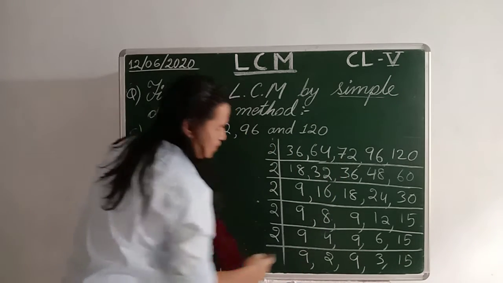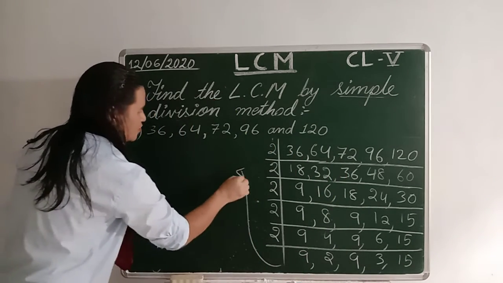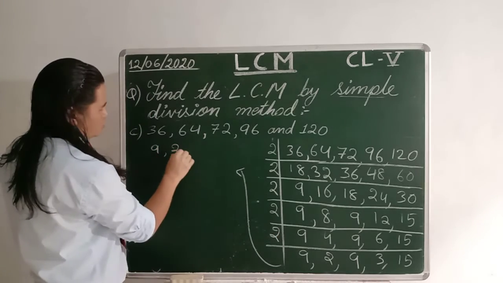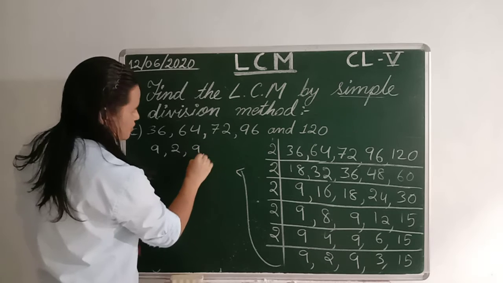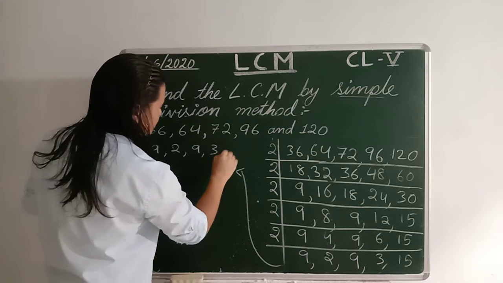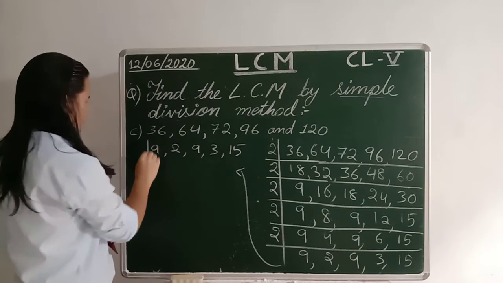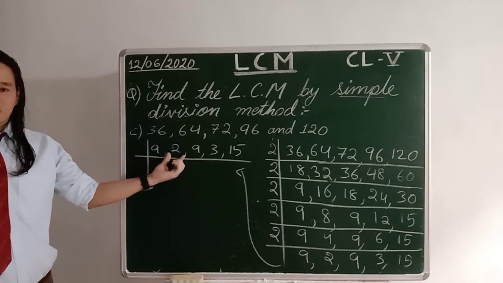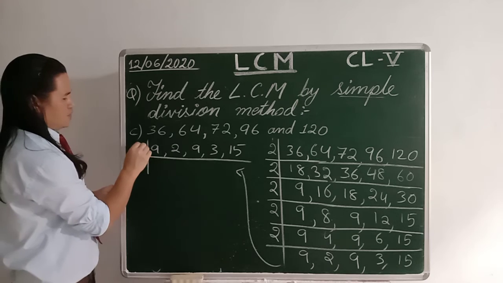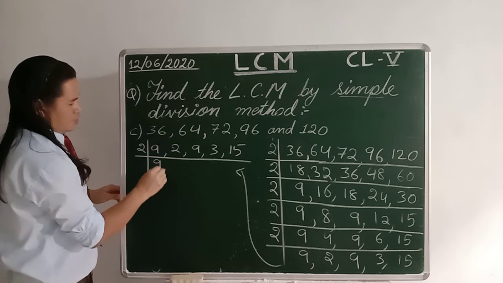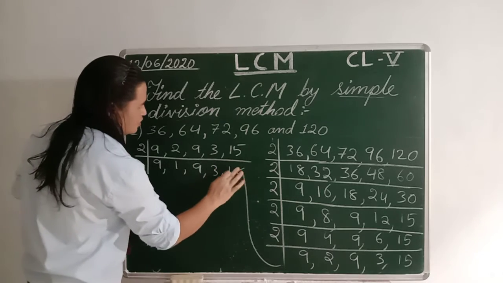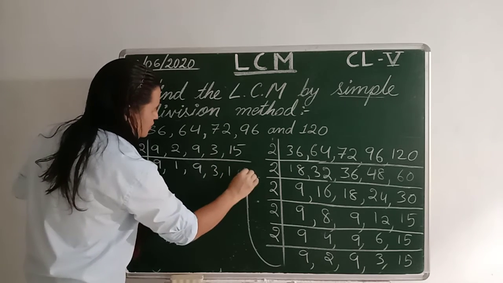Now see, since there is no place, I am writing over here. The same numbers I will write here, 9, 2, 9, 3 and 15. So let's break down this. Here only 2 is an even number, so we'll break down this 2 by 2. 2 1 is 2, and 9, 3 and 15 we'll write as it is.